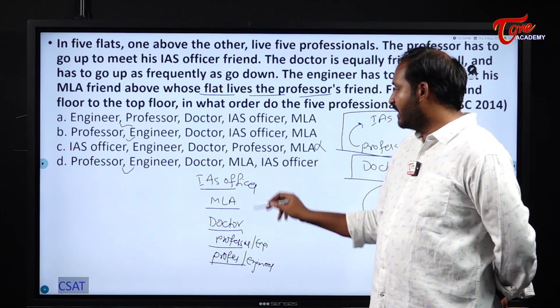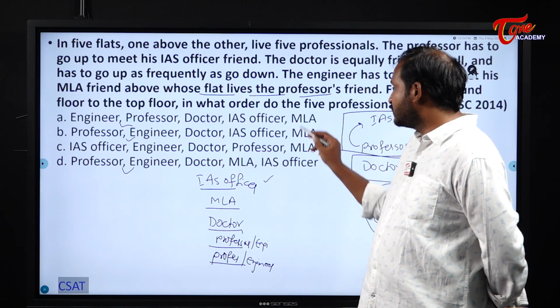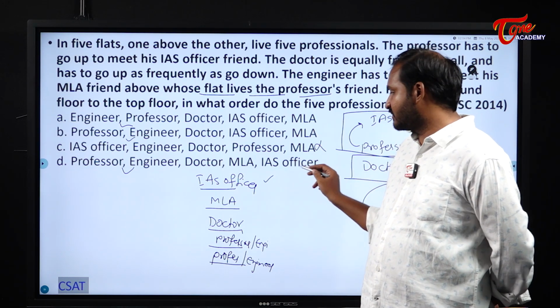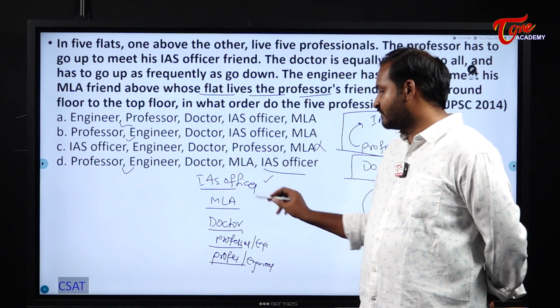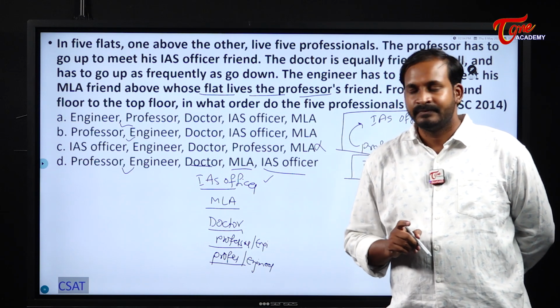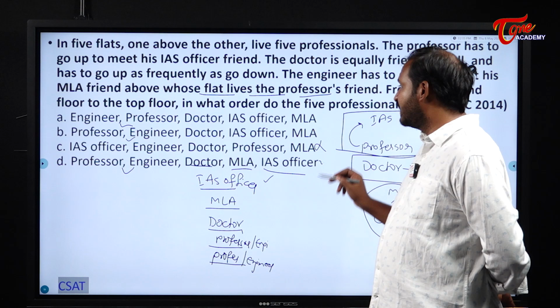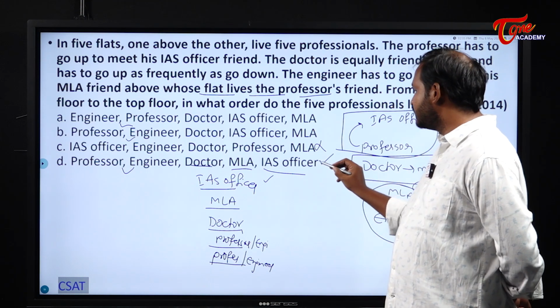But with the remaining one, see who is on the top floor? IAS officer, definitely. There is only one option which satisfies that. Top floor is the IAS officer, next it is the MLA, next it is the doctor. So we have only one option which is satisfying our given condition. So we will mark that as our final answer. So here our answer is option D.